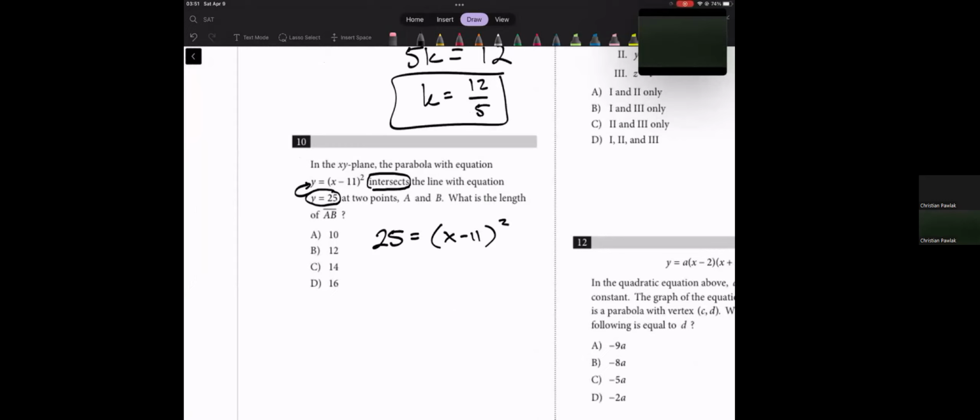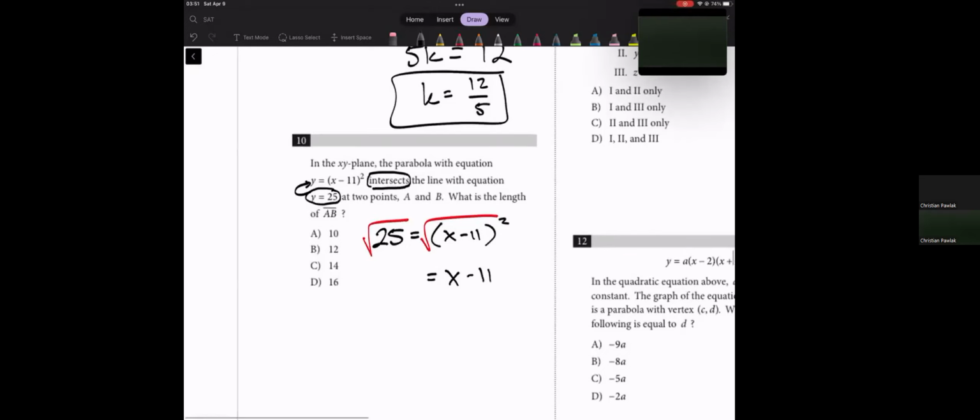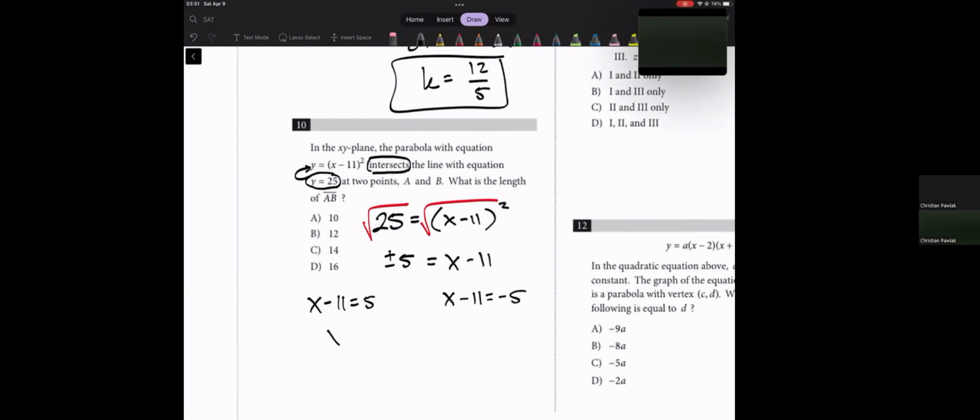Now, how do I get x by itself? I want to square root both sides. I am not allowed to forget one of the most important rules: when you square root an equation, you get plus or minus 5. As a result, what does that mean? You have x minus 11 equals 5, and x minus 11 equals negative 5, and you want to solve those separately. So I get x is equal to 16, and I get x is equal to 6. And if I look at these two, how far apart are 6 and 16? They are 10 apart, because what is the length from A to B, from the 2 points?